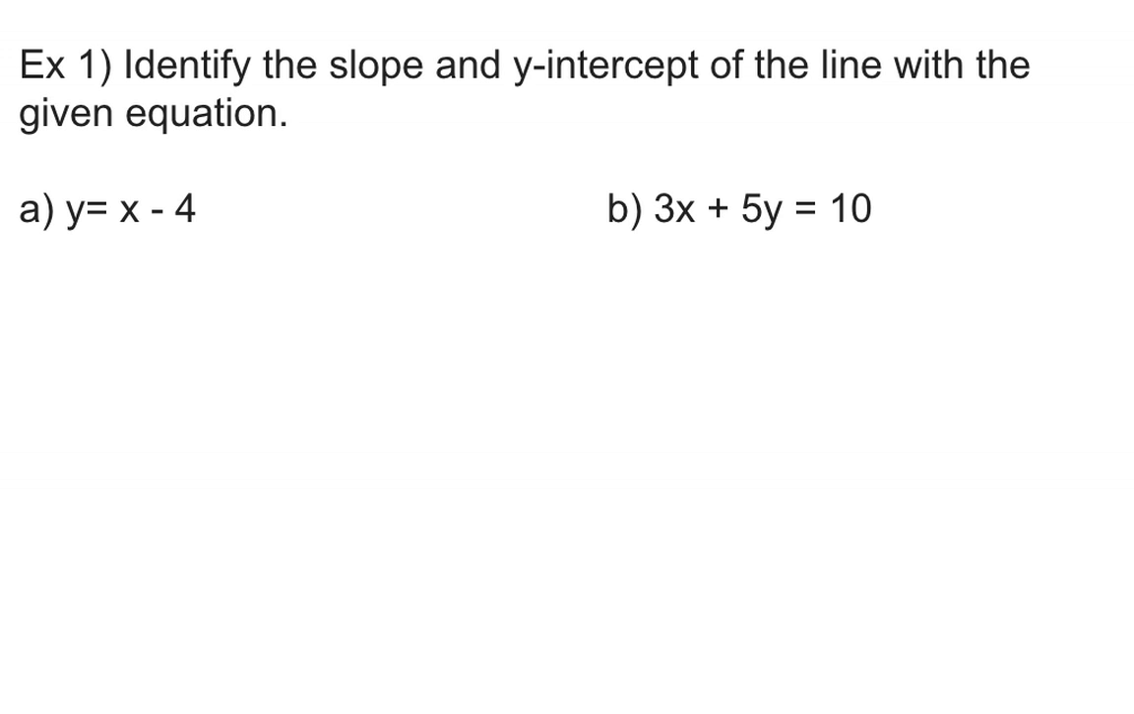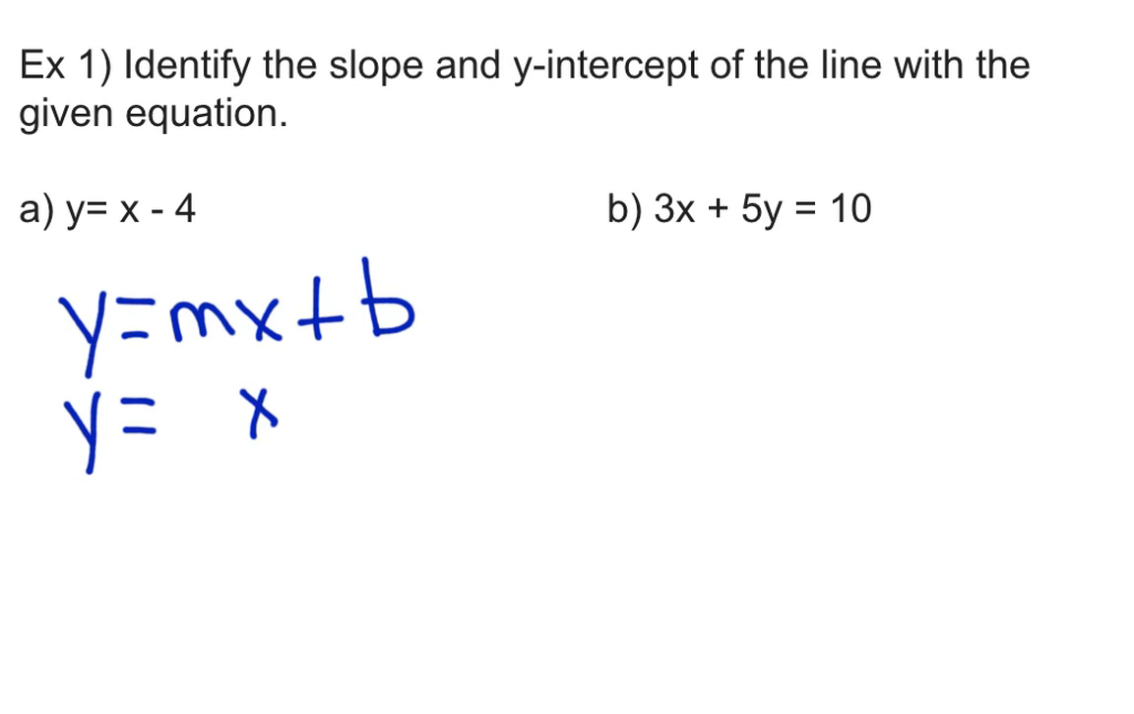Example 1. Identify the slope and y-intercept of the line with the given equation. Alright, so the first one here, y equals x minus 4. Y equals mx plus b. So to be able to do this, we have to have this form. Well, let's rewrite the equation now underneath this. Y equals x minus 4.